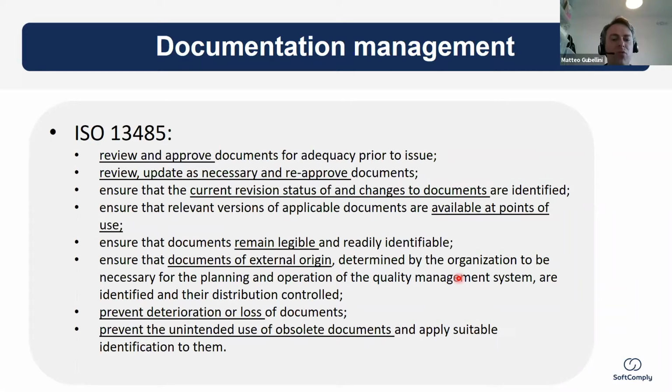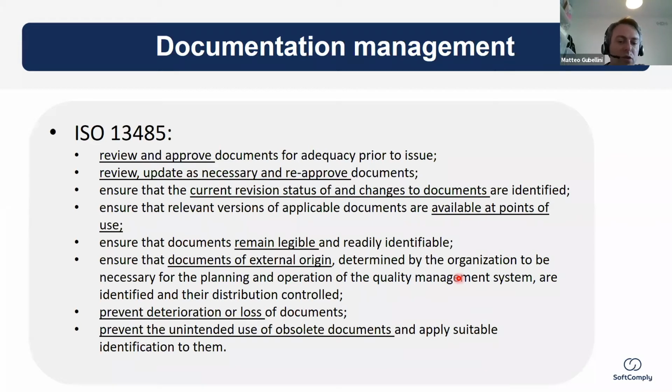meaning. So the documents remain legible and really identifiable. In this case, it means that documents, or files, should not be corrupted. Documents of external origins are controlled in a similar way. So if you claim compliance to 13485, well, you are expected to have a copy of 13485. How do you manage it? How do you make sure that you have the latest copy? And how do people have access to it, people that may need to use it?